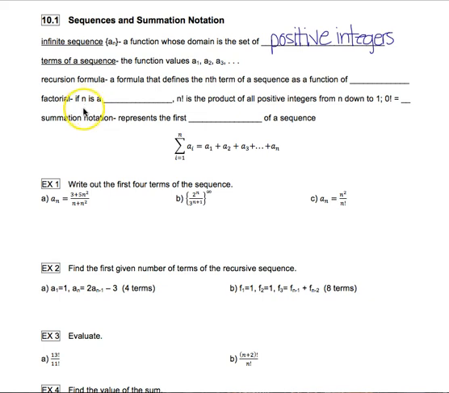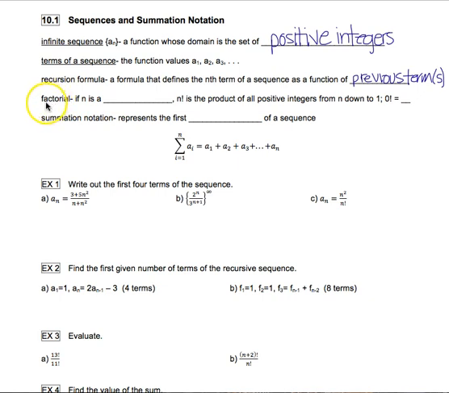A sub 2 would be what you get when you plug in 2 for x, 3 for x, so on and so forth. A recursion formula is a formula that defines the nth term of a sequence as a function of the previous term. So instead of just having a straight rule with a variable, the rule is defined by the previous term, or we should put a parenthesis s here because it could be more than one previous term.